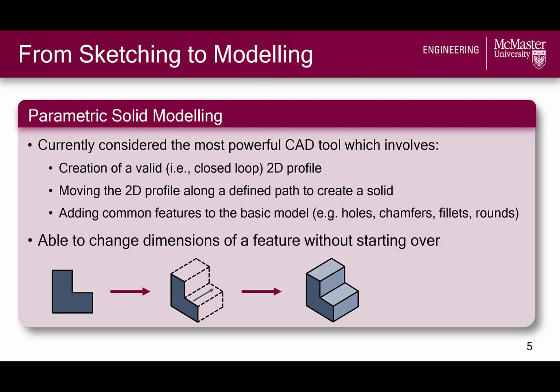Once we have this model, we can add more features like holes, chamfers, fillets, and rounds to make an even more complex part. A great aspect of this modeling strategy is that we're able to go back and change dimensions of a feature without having to redo the entire model. Say we want to change a dimension of the chamfer here, that's no problem. We could easily do that without having to start from the beginning.